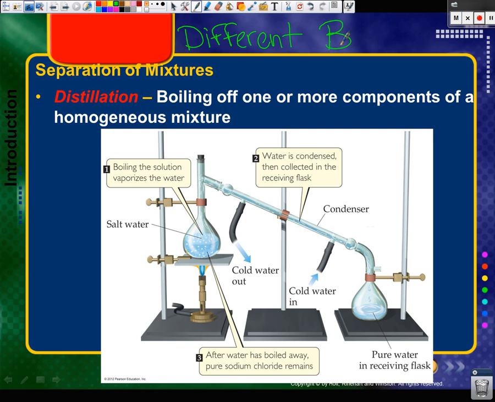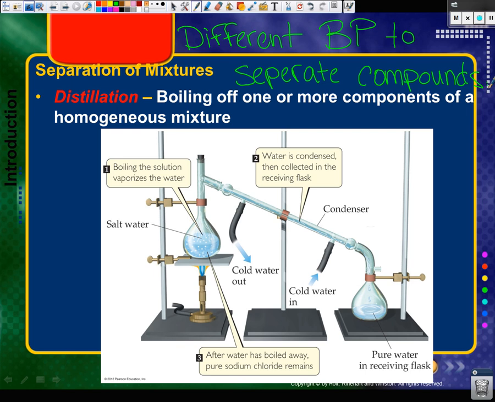When I write BP, do y'all know what I mean by that? Boiling points. If you want to write the whole thing, different boiling points to separate compounds. Okay? Using different boiling points to separate compounds.